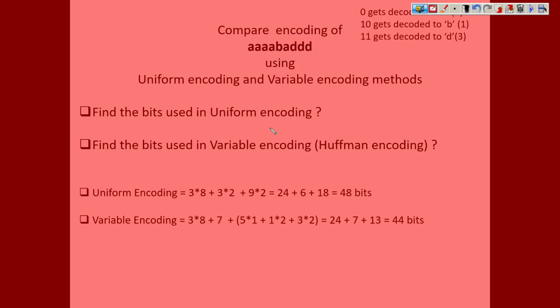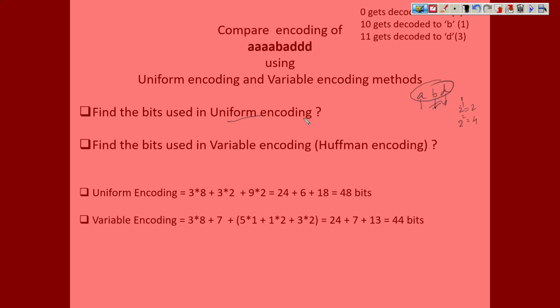So you can see here that for uniform encoding, only A, B, and D, 3 characters, are to be used. So how many bits are required? If we use 1 bit, we can represent 2 characters because 2 power 1 is 2. If we use 2 bits, then 4 characters can be represented. That means in order to represent these 3 characters, we actually need 2 bits. So in the uniform encoding, we represent every character with 2 bits.